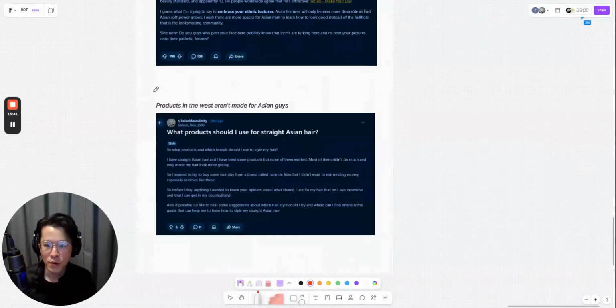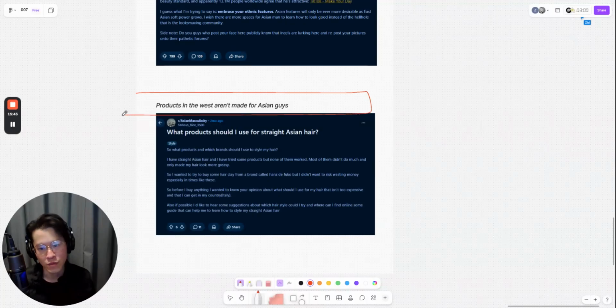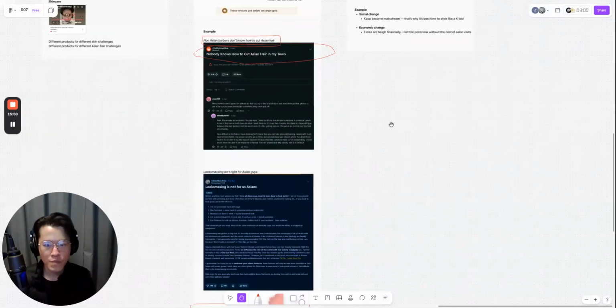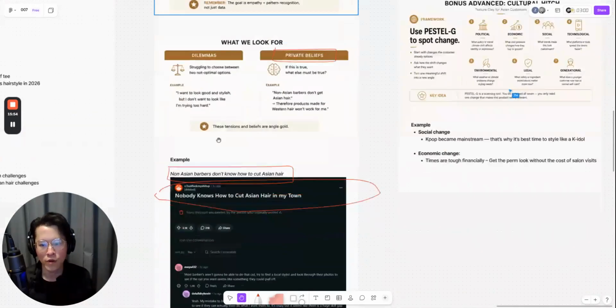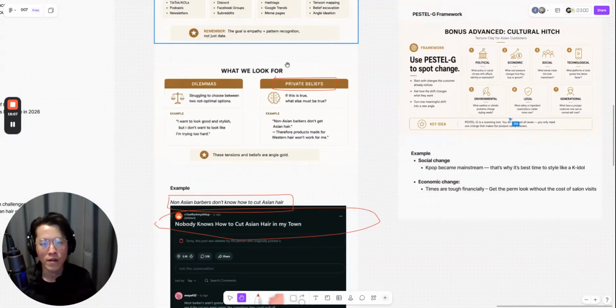Lastly, this one is products in the West aren't made for Asian guys. So this is pretty self-explanatory, and it's also a private belief. Okay. So essentially, you want to look for dilemmas where the customers are struggling and they're not able to pick between two suboptimal choices, or you want to look for private beliefs that are one or two steps away from your product topic itself. So you can draw the connection and use that as an angle.